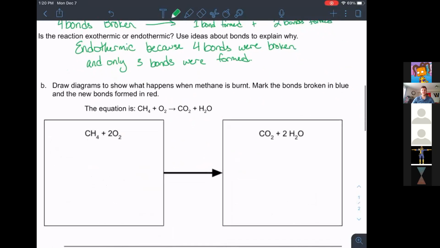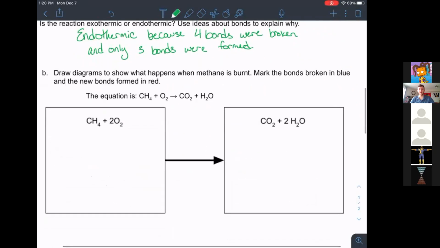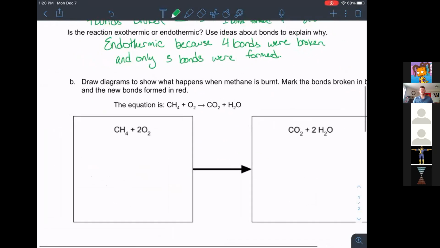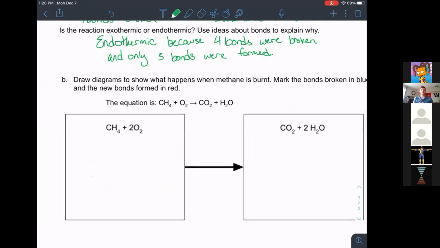All right, so if we keep going and we look at this one. Now it says we have to draw the diagrams to show what happens when methane is burnt. Mark the bonds broken in blue and formed in red. We're actually going to change that up a little bit, but first we do need to draw our compounds.